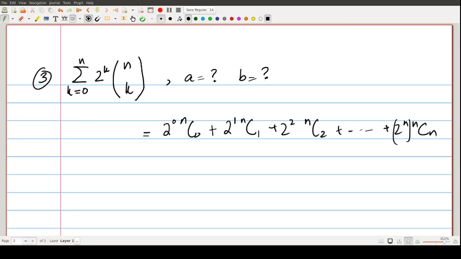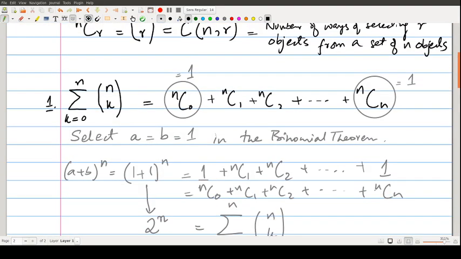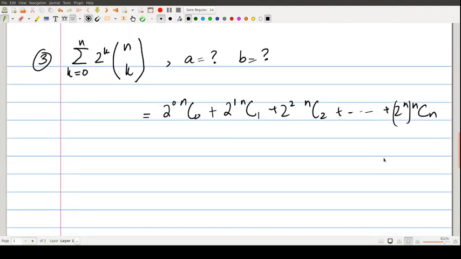So what should I pick my A and B to be? 1 and 1. If you pick 1 and 1, then you're going to get something like this. A equals 1 and B equals 1, we've already done that, and that gives us this series. There's no factor of 2 to the power k here. I want a factor of 2 to the power k here, right? So this is the factor that I want. Anyone else?